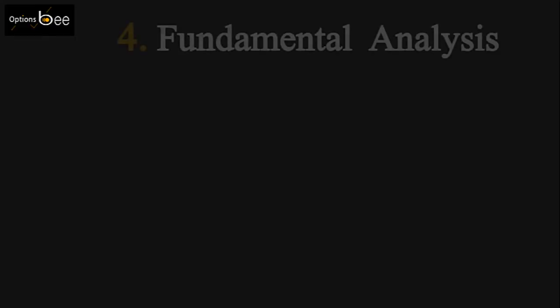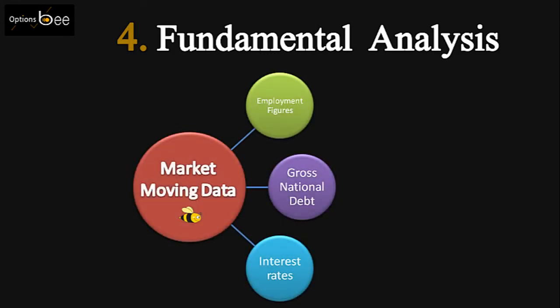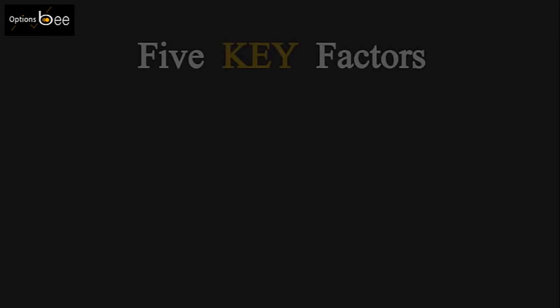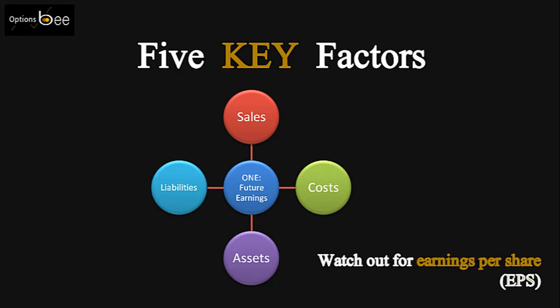The fourth strategy is known as fundamental analysis. The key to getting this strategy right is being able to get hold of market-moving data from countries such as the US, Great Britain, and Japan. There are 5 key factors you have to look out for. Firstly, the likely future earnings of the particular company you are looking at. It is useful to look at the earnings the company has per share.